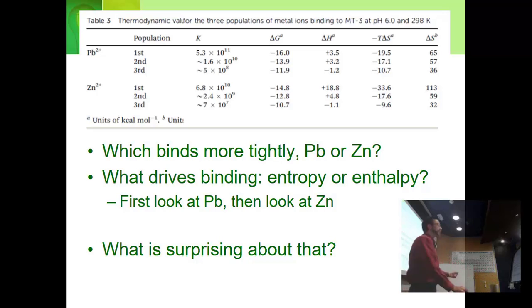You have two things coming together and forming bonds. Bonds give off heat energy. So you expect there to be a negative delta H when you form a bond, if that's all you're doing. You see some negative delta H's up there, but you actually don't always see a negative delta H. You actually have large positive delta H for the zinc. And then you have a negative T delta S.